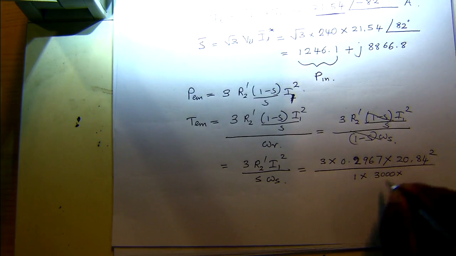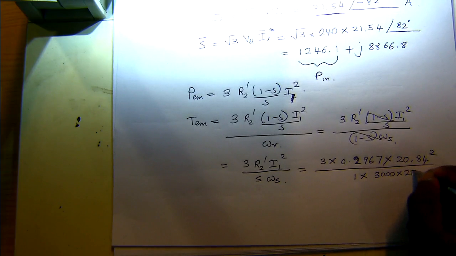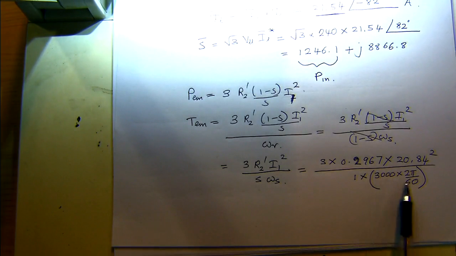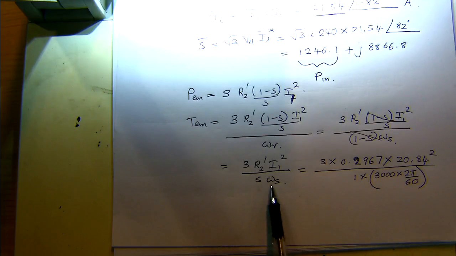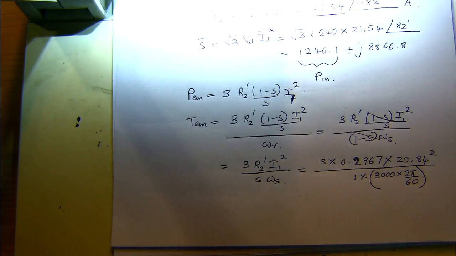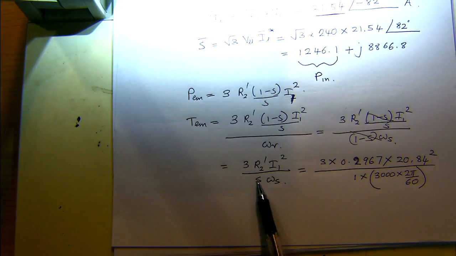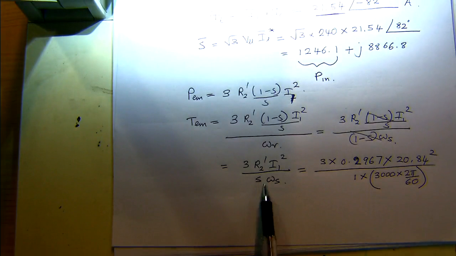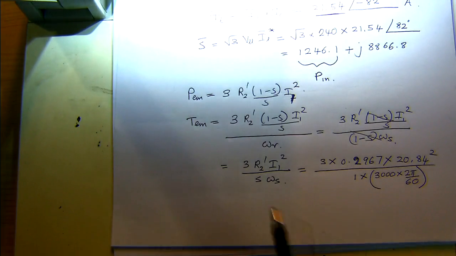So we convert this to radians per second as well. That's 2 pi over 60, that's the synchronous speed. Mind that you can't just put synchronous speed here; you need to mind the slip as well. This is only for the lock rotor condition, where we put S equals 1. Otherwise, if it's running under load, then this will not be 1.